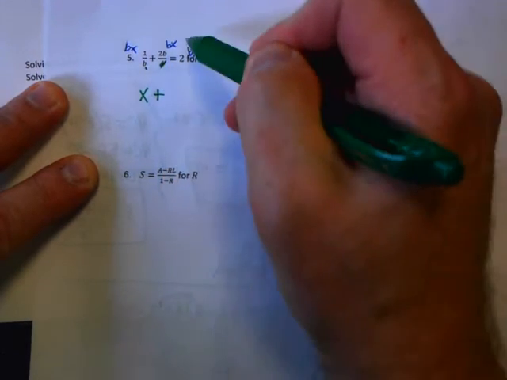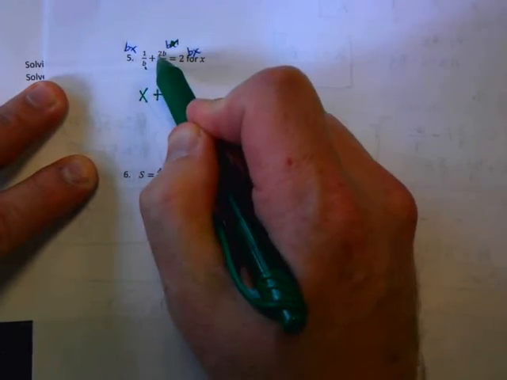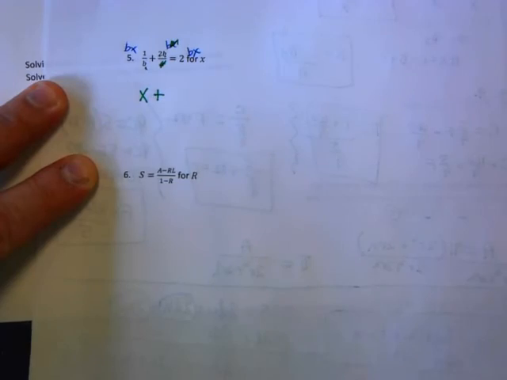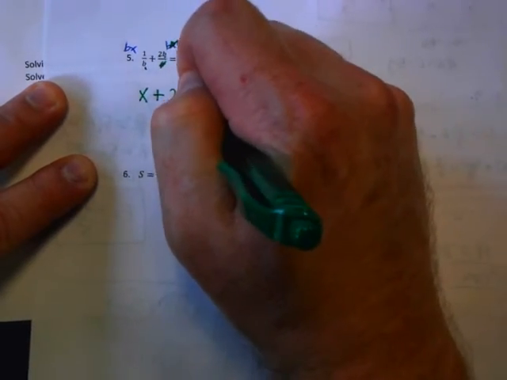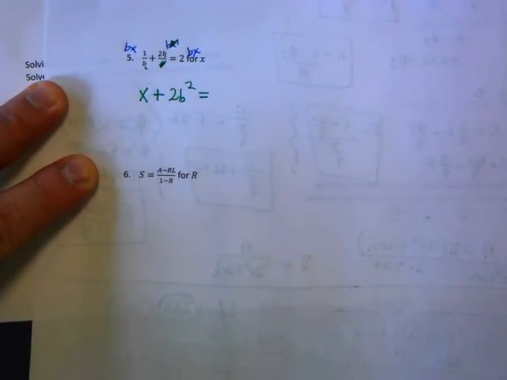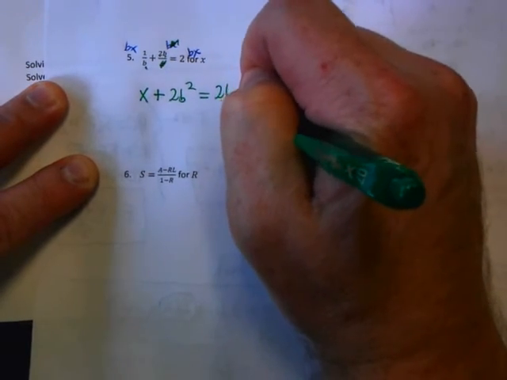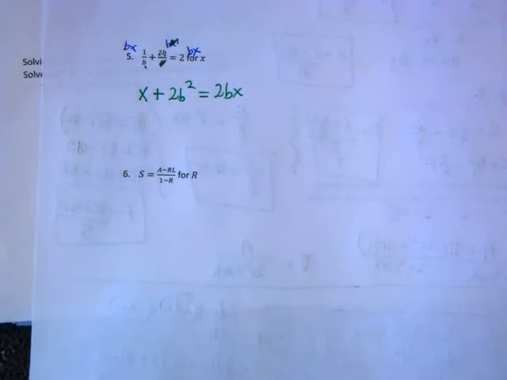What happens when we take bx and divide it by b? We just get x. Plus, what happens when we take bx and divide it by x? The x's cancel out, and then we've got 2b times b. 2b squared equals 2bx. Okay, so again, there's the common theme. When you have fractions, don't let the fractions freak you out. Multiply by the common denominator, get rid of the fractions. Now what? Subtract 2bx.